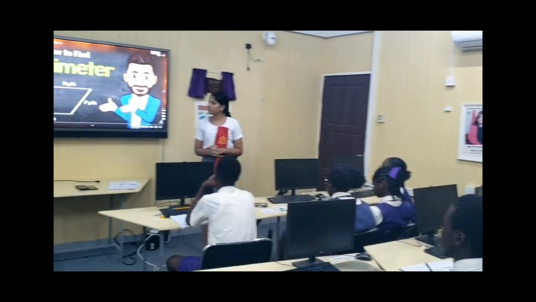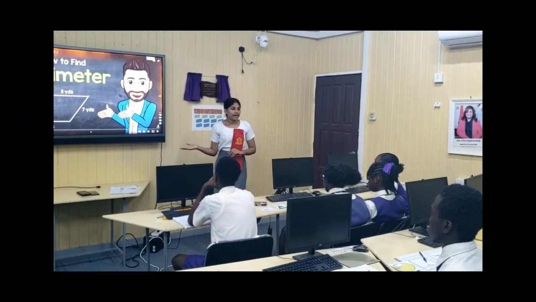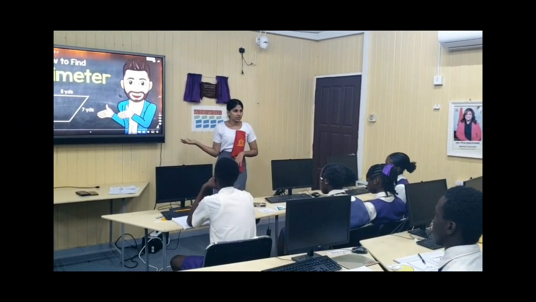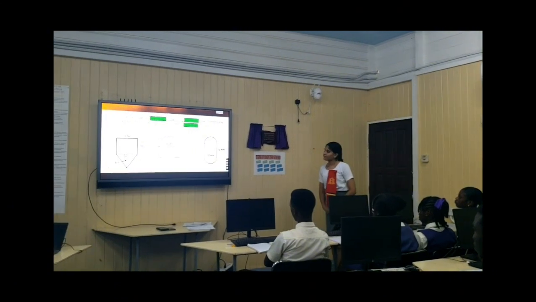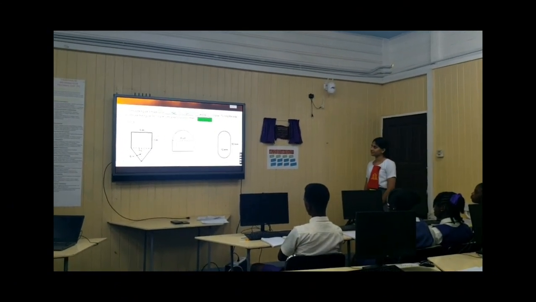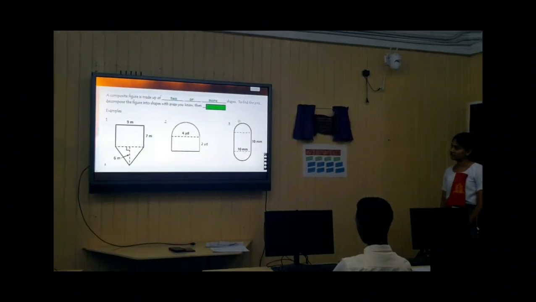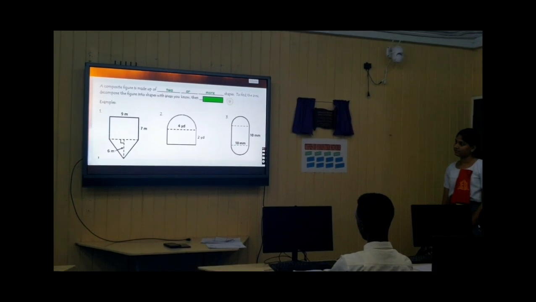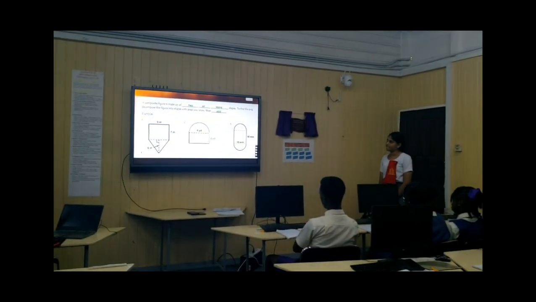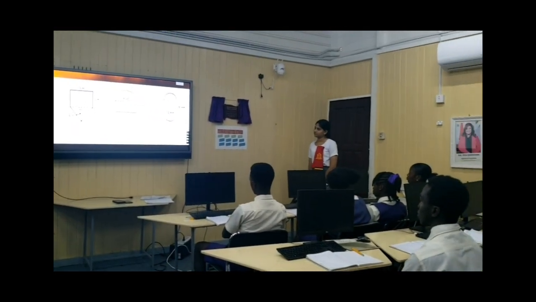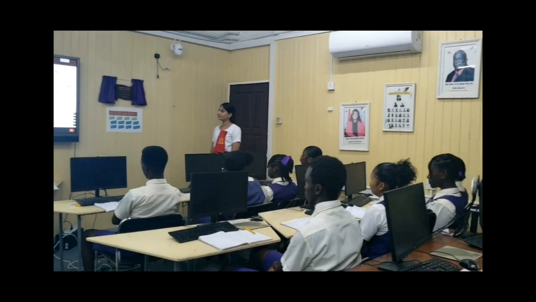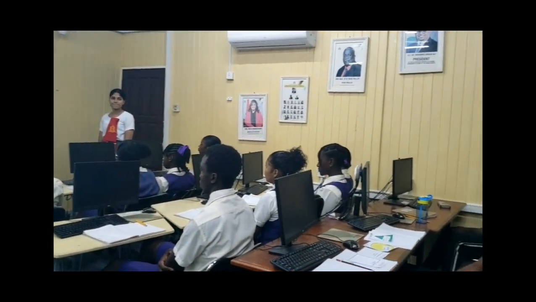So let's move on to the last but not least video, of 2 or more shapes. To find the area, decompose the figure into shapes with areas that you know, and then add. For our first shape, we have a rectangle and a triangle. It is important that you know the formulas for each of these.